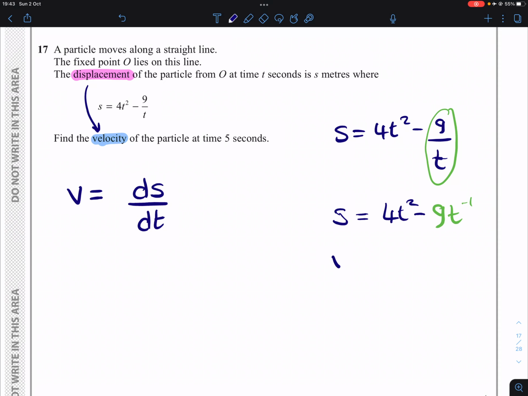We now differentiate that. So we have our 2 times our 4, turning that into an 8t, and the power of 2 becomes a power of 1, and our negative 1 multiplying by our negative 9 gives us a positive 9, and this power of minus 1 is going to become a power of minus 2. So that's us done the differentiation part.